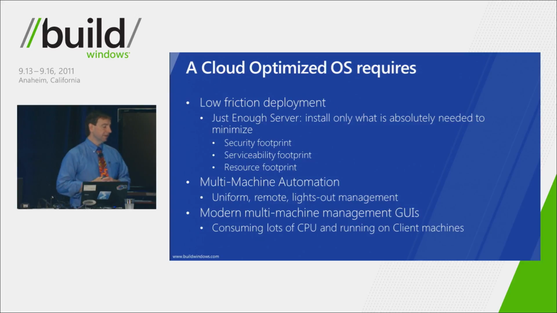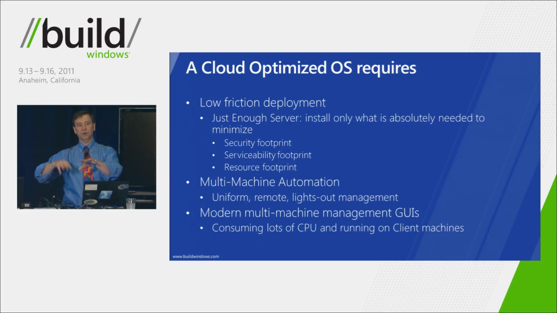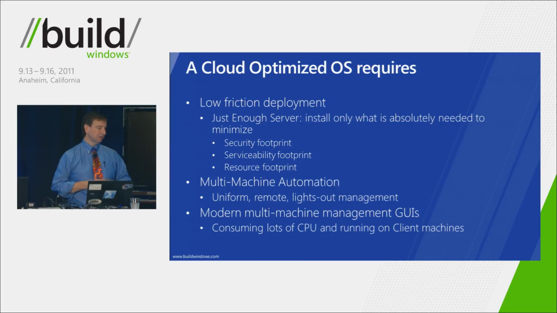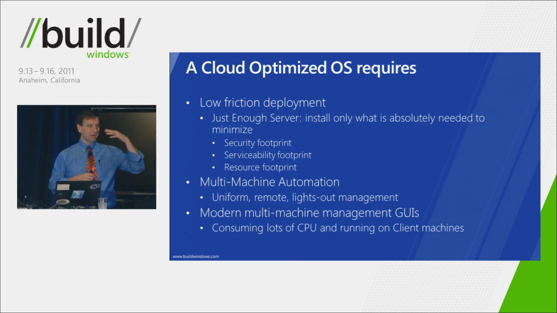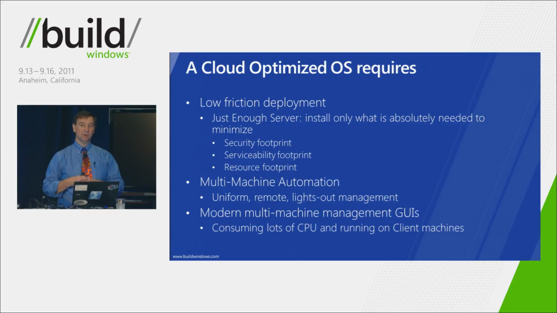Yeah? Okay, so a cloud-optimized OS requires very low friction deployment, right? I need to be able to take the software and flow it like water, wherever it needs to go, the right software and the right configuration. So it has to be very low configuration. And so that's why we have this model of just enough server, right? The idea is that if you want to perform your function on a server, then only the software necessary for you to perform that function should be on the server. Everything else should be off. That minimizes the resource consumption, so you get maximal use of the hardware resources.